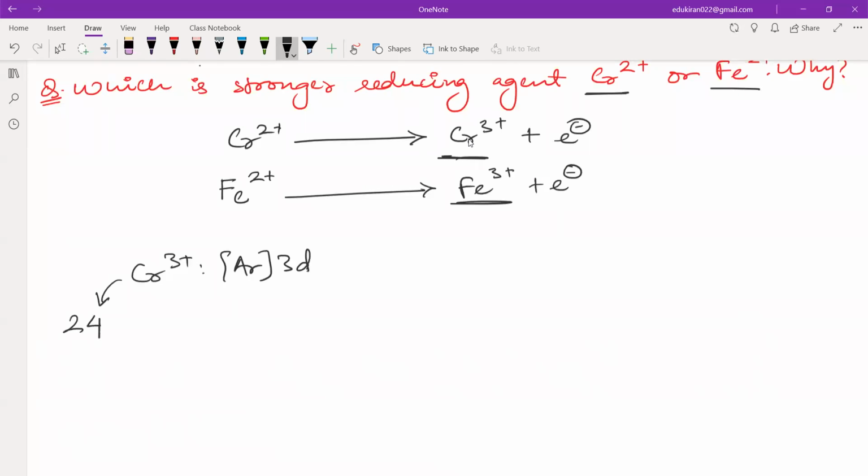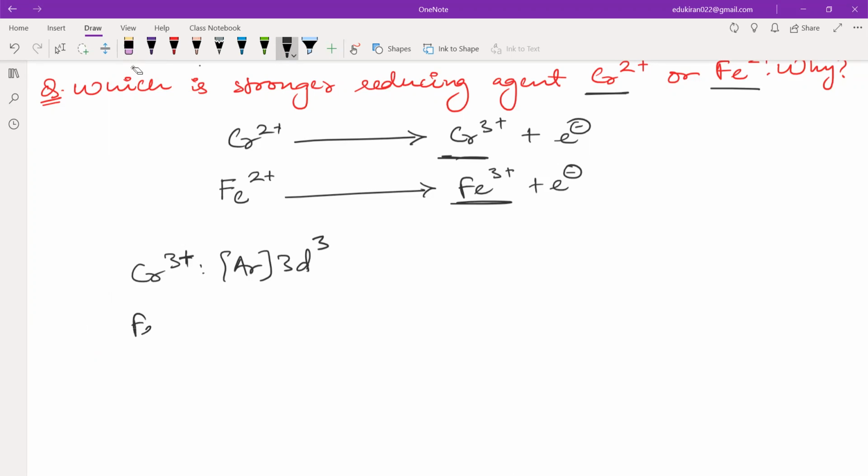Chromium is 24, right? So we have removed 3 electrons. So 3d, how much? Look here: 4 plus 2 is how much? 6, right? So there are 6 valence electrons in chromium. And in 6 valence electrons, how much have we removed? 3 electrons, right? So how much will be remaining? 3. And we first fill 3d, so 3d3.